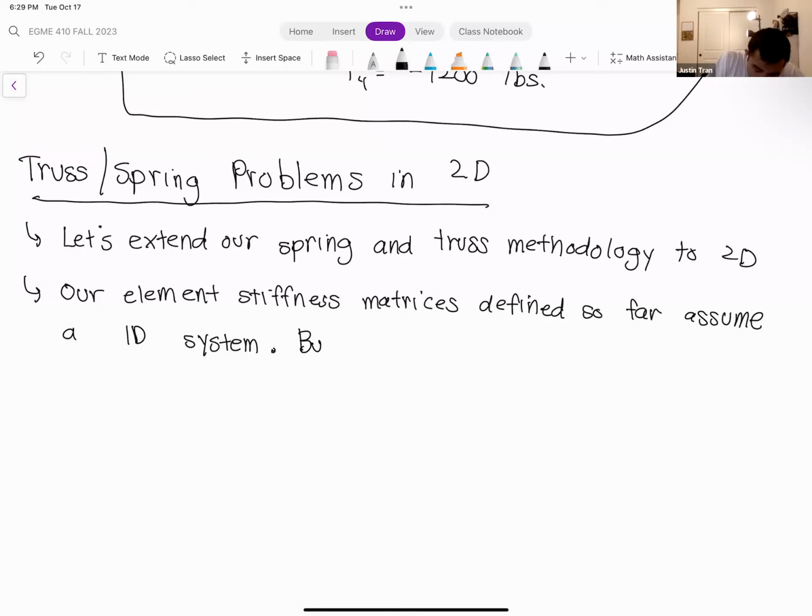But in 2D, what can happen is that our elements may be oriented in an arbitrary direction. So they may be rotated up from their usual orientation.